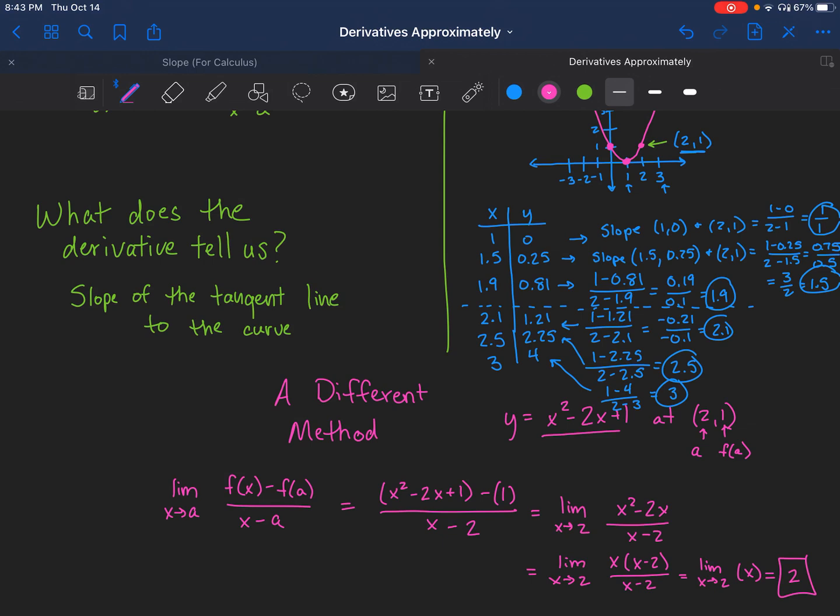Hopefully this helps, because in the next lesson, I'm going to expand the idea of derivatives to not just one point, but to all the points. All right, so keep that in mind as we go to the next video.